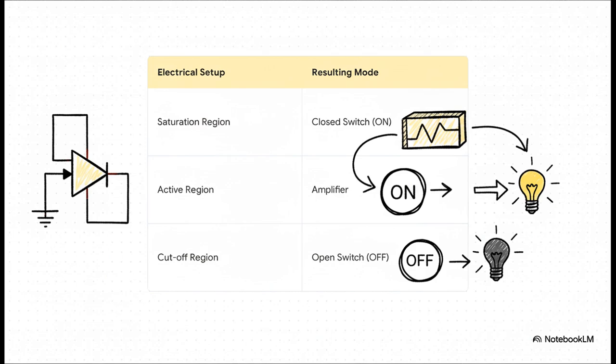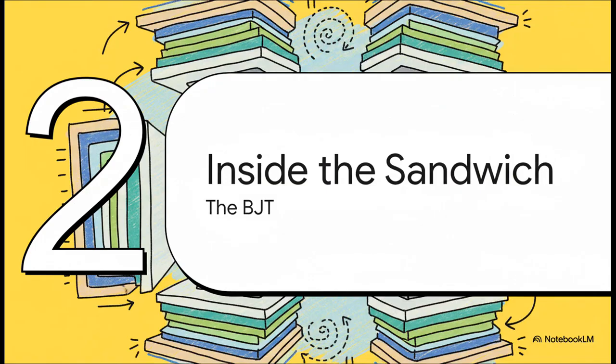Well, it all comes down to the electrical conditions you give it. You can set it up in what's called the cut-off region, and boom, it's an open switch, it's off. Or put it in the saturation region, and it becomes a closed switch, it's on. And right in that sweet spot in the middle, the active region, that's where it does its magic as an amplifier. Okay, so how does this little gate actually work?